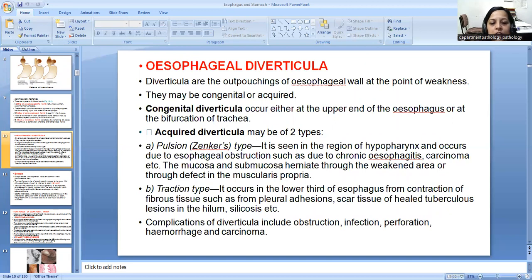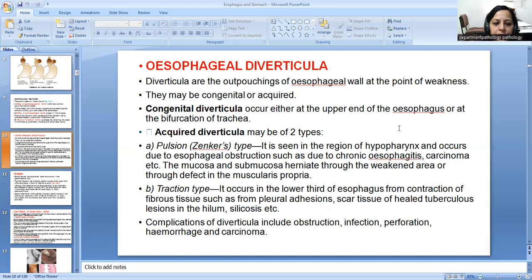Diverticula are outpouchings of the esophageal wall at points of weakness. They may be congenital or acquired. Congenital diverticula occur either at the upper end of the esophagus or at the bifurcation of the trachea. Acquired diverticula may be of two types. The pulsion or Zenker's type is seen in the region of the hypopharynx and occurs due to esophageal obstruction, such as chronic esophagitis, carcinoma, etc. The mucosa and submucosa herniate through the weakened area or through a defect in the muscularis propria.